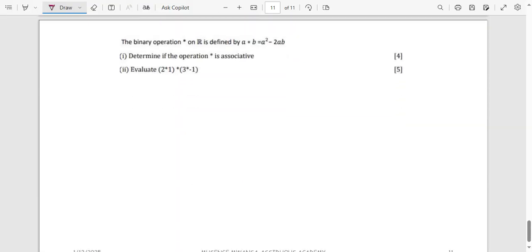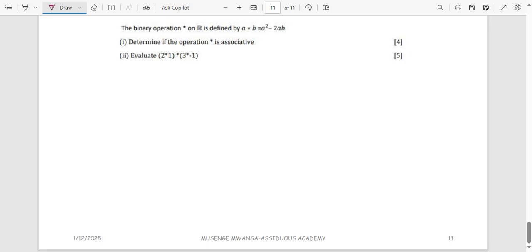Okay, and our last question here. The binary operation star on the set of real numbers is defined by a star b is equal to a squared minus 2ab. Determine if the operation star is associative. All right, determine if the operation star is associative.